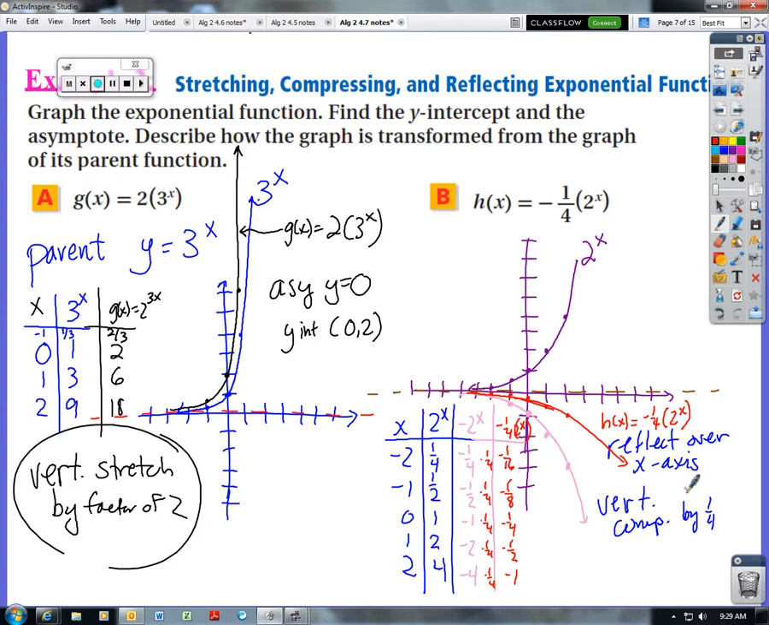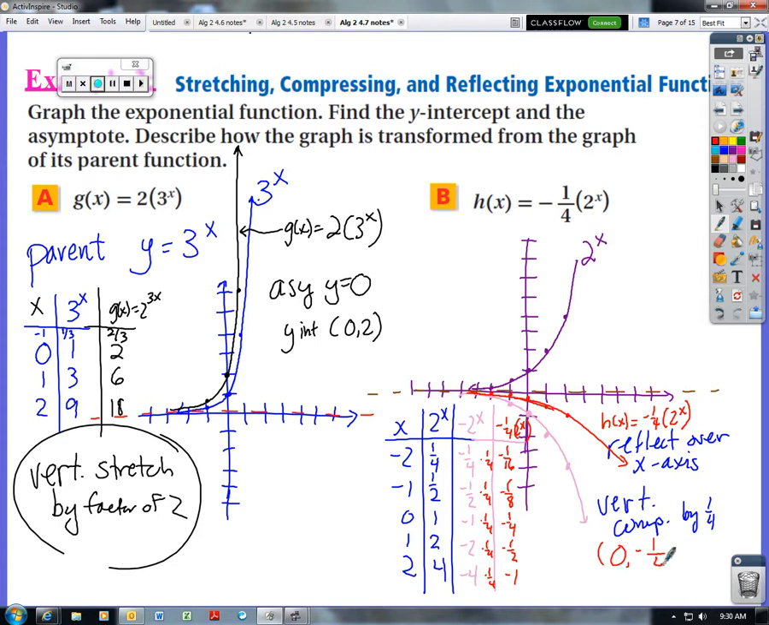And so let's look at it and make sure it makes sense. Yeah, clearly it was reflected over the x-axis. And since it's a vertical compression, yeah, it should be flatter, and it is. And then we need the y-intercept. So the new y-intercept, we already know it. It's 0, -1/4. I'll check it.